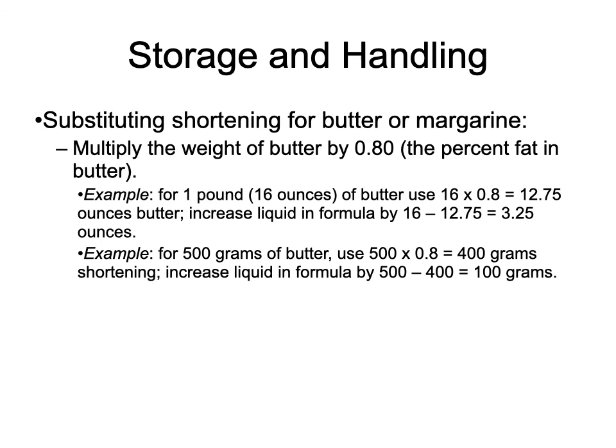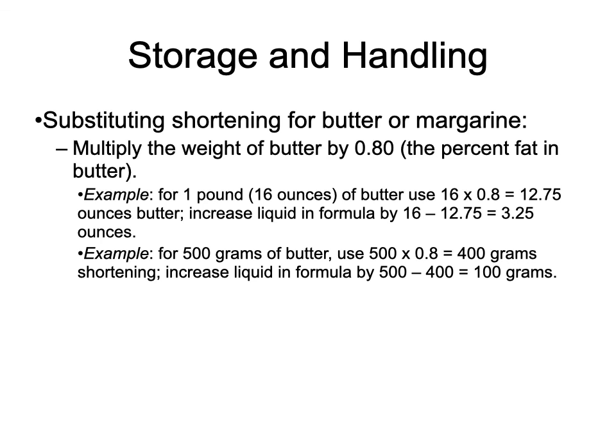And if you're going to go backwards and substitute shortening for butter, you would say, okay, well, I had a pound of butter in the recipe. I'm going to multiply that times 80%, get 12.75 ounces of shortening, and increase the liquids in the rest of the recipe by 3¼ ounces. The idea there is that it's going to help to approximate the amount of fat.